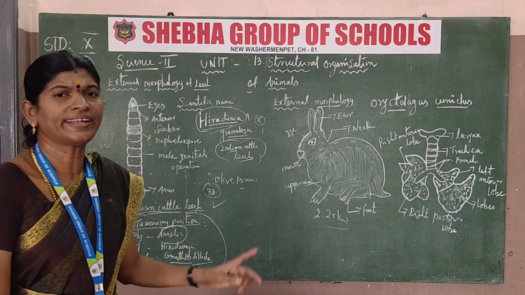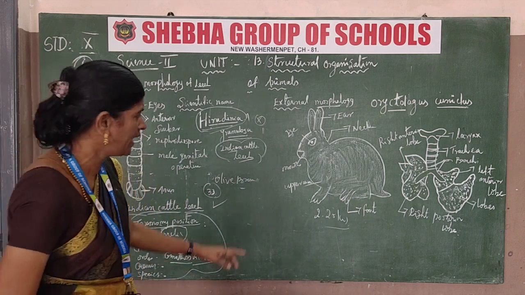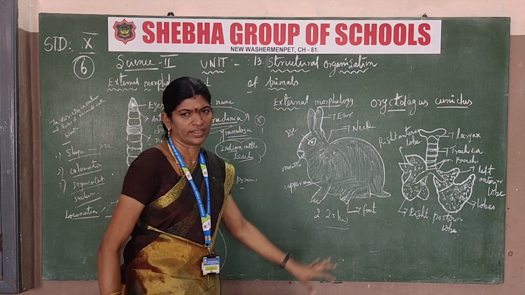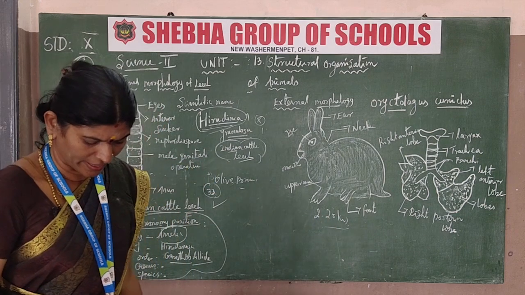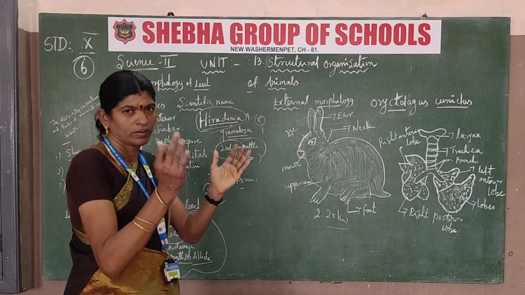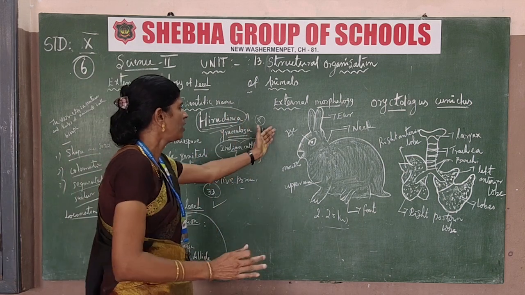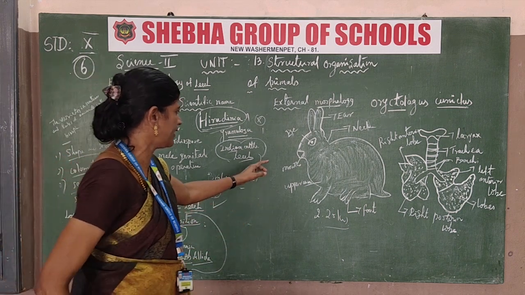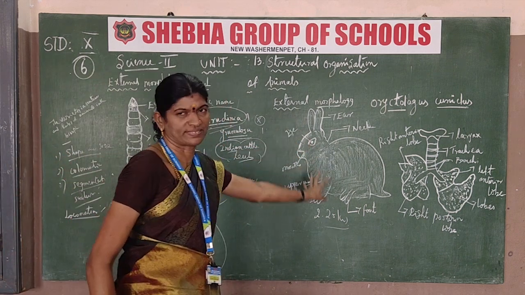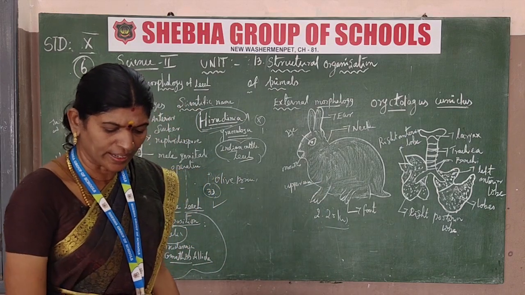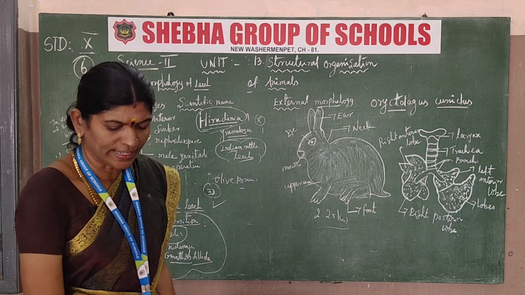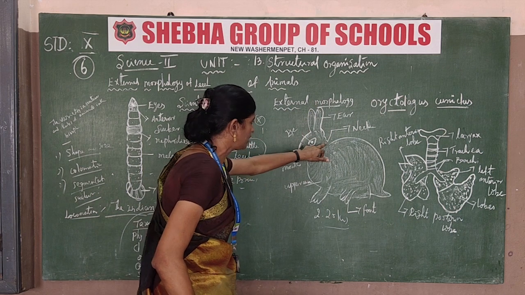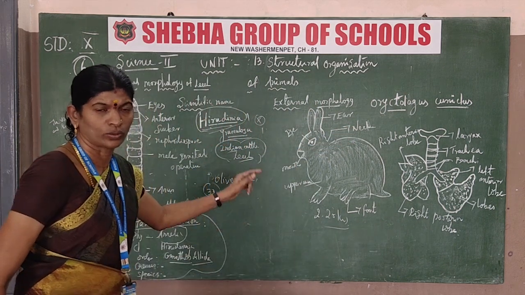Next, body division. What is the body division? It is divided into head region and trunk region. The head is ovoid, an oval shape. Next, the external parts: eyes, ears and nose are present in the external region. Next, the neck: the head region is connected to the neck region, and the neck region is connected to the head.